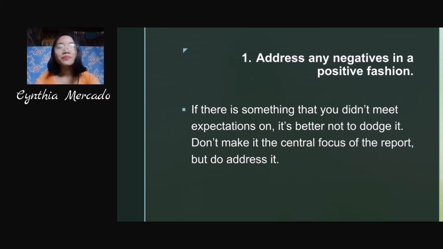Don't make it the central focus of the report, but do address it. We can't avoid sometimes that we have expectations that we don't meet or achieve. Maybe we still need to improve or still have to do something, or maybe what we expect is not for us.